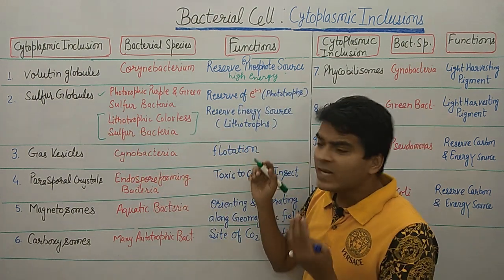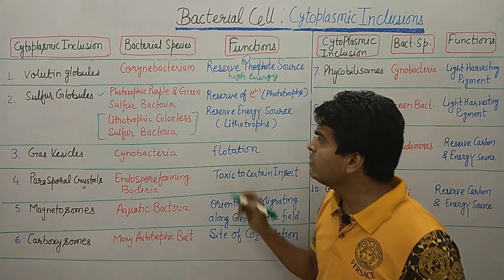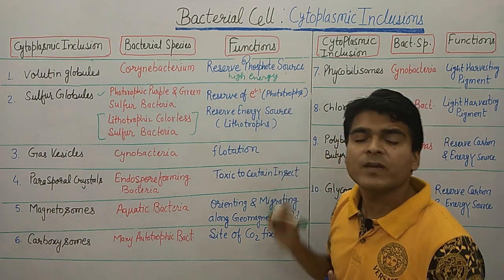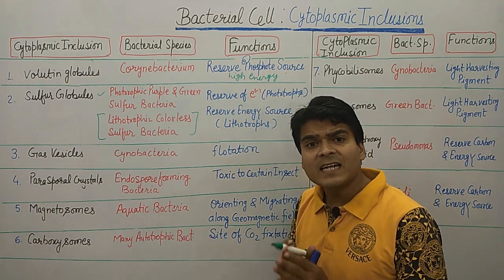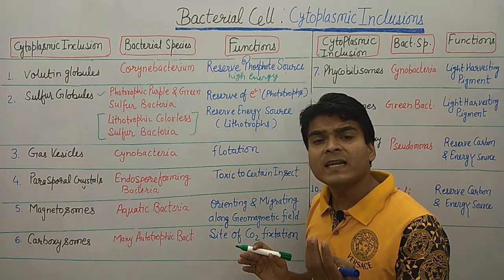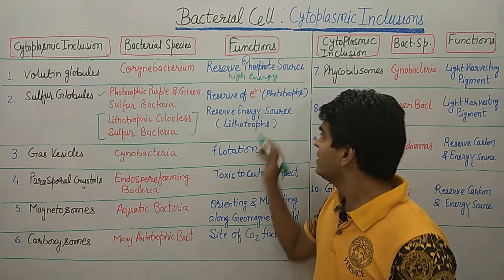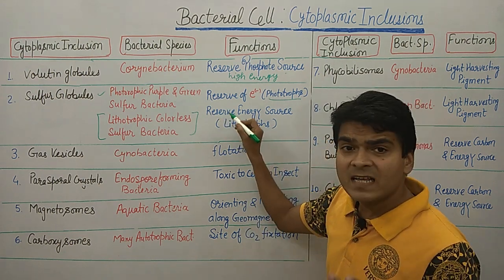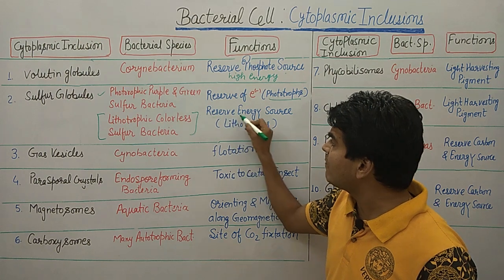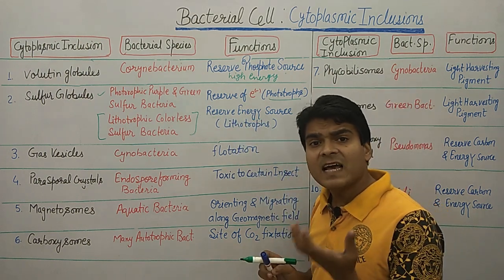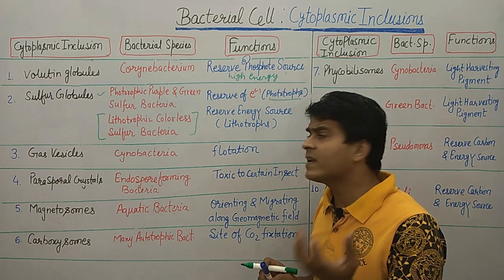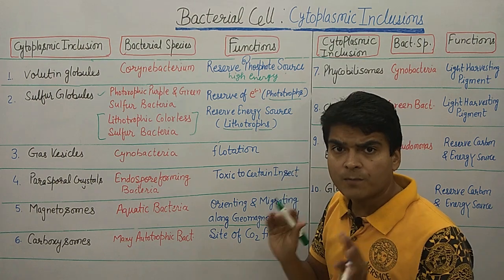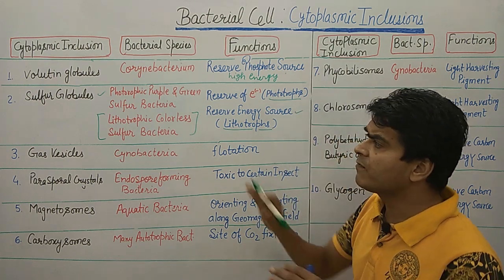And what is the function of these sulfur globules? They work as an electron reserve, in phototrophs. The other function is that they are a reserve energy source, and also an energy source, but for what kind of bacteria? For lithotrophs. So this is about the sulfur globules.